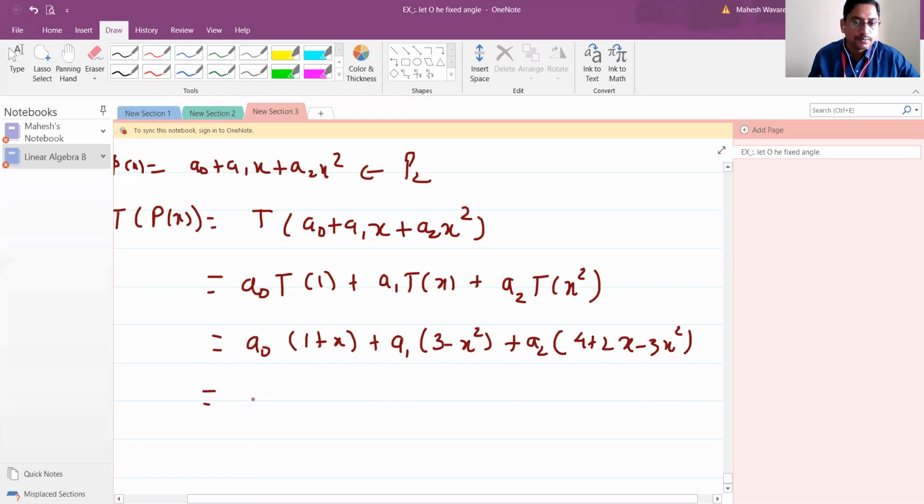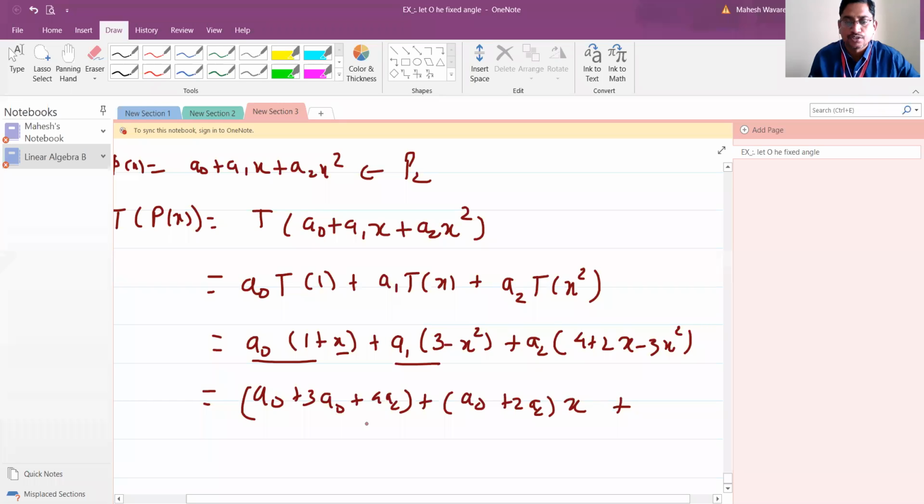We need to find the constant term. I'll get the constant term first. This a naught into 1, a naught into 3, that is 3 a naught, and a2 into 4, that is 4 a2. This is the constant term. Now we'll write the coefficient of x. It is a naught into x, so x is common, plus 2a2. Last, the coefficient of x square. Here there is no x square, here there is x square. It is minus a1 and finally minus 3a2.